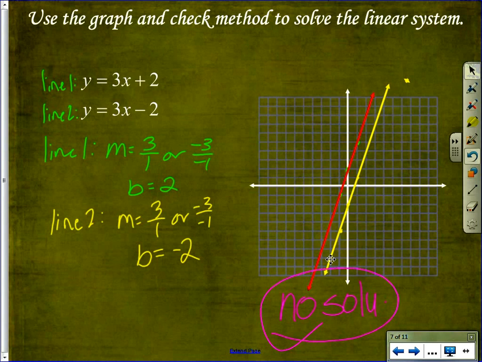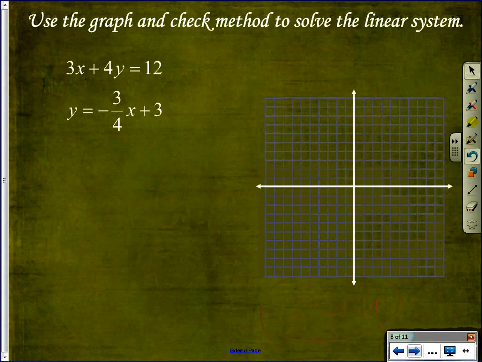Great. So now I have one solution or no solutions to my problems. Next problem. And I think the last problem.